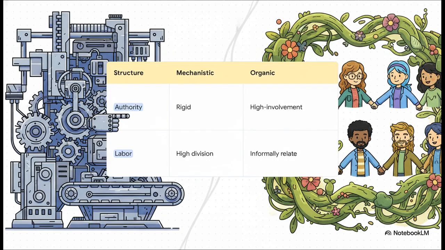On the flip side, you have the organic structure. This one is high involvement. Employees depend on each other and relate informally. Think of mechanistic as a machine and organic as an adaptable living ecosystem.